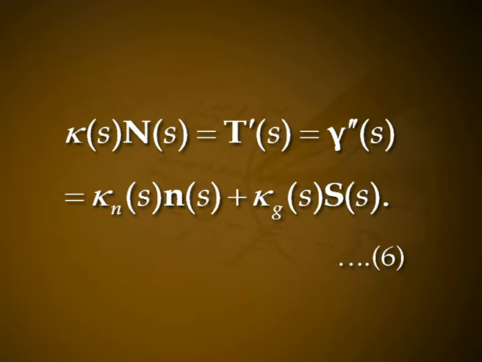Equation number 6. Definition. The normal curvature of a unit speed curve γ is the normal component of γ'', that is χ_n. The geodesic curvature of γ is the component of γ'' in the direction of S = n cross T, that is χ_g.